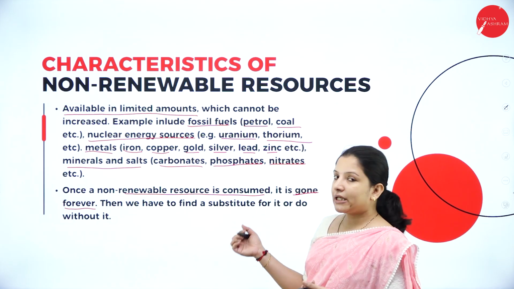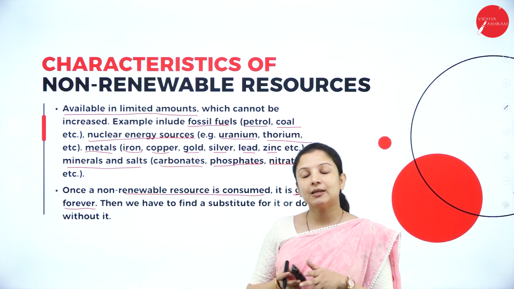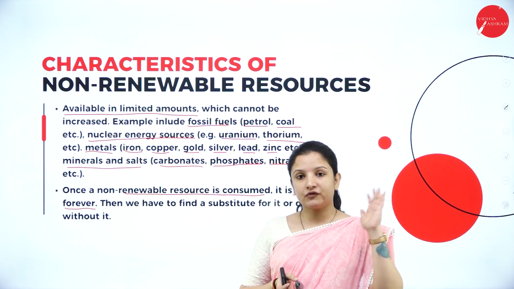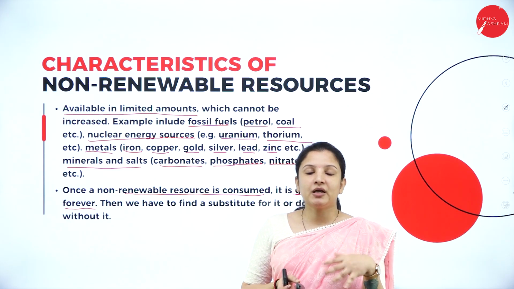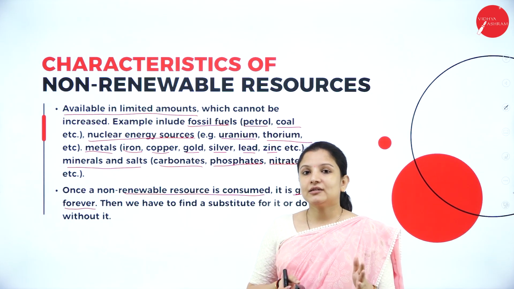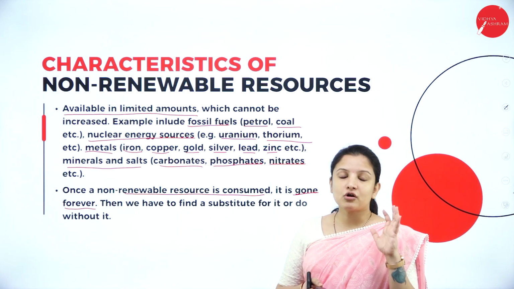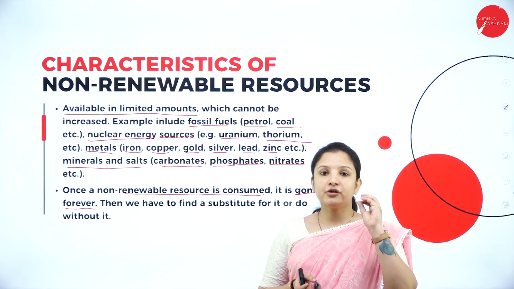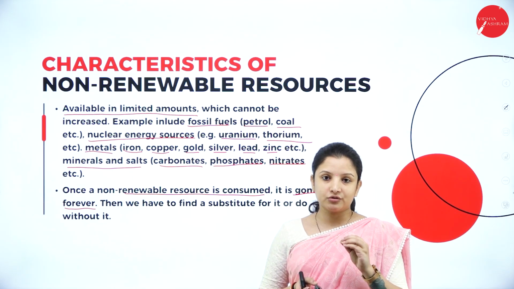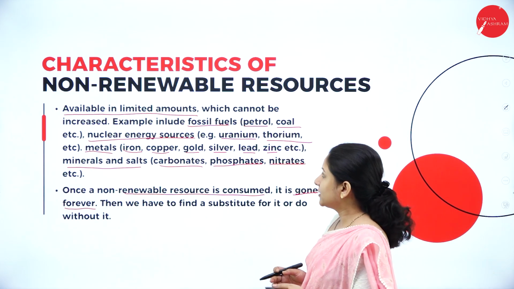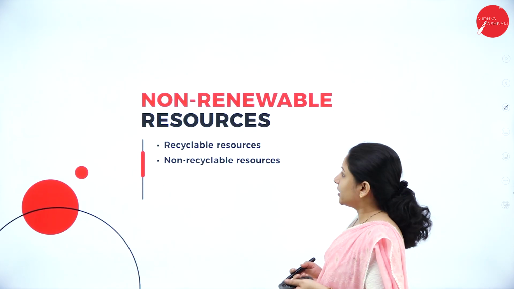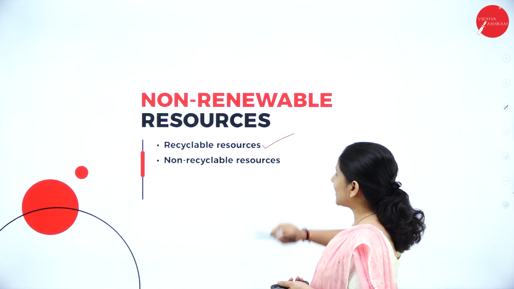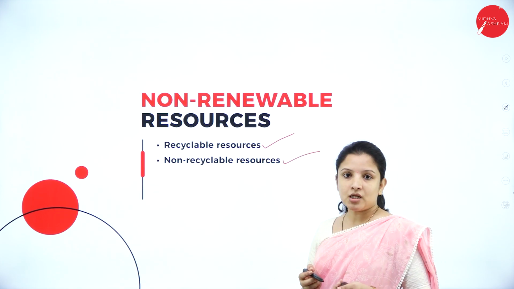Once a non-renewable resource is completely depleted from this planet, we'll have to wait for thousands of years if it has to be brought back to the planet. So that is why non-renewable resources should always be used cautiously. Otherwise, we should prefer using renewable energy resources over non-renewable energy resources. Next, talking about the non-renewable energy resources, they are actually of two types: recyclable resources and non-recyclable resources.